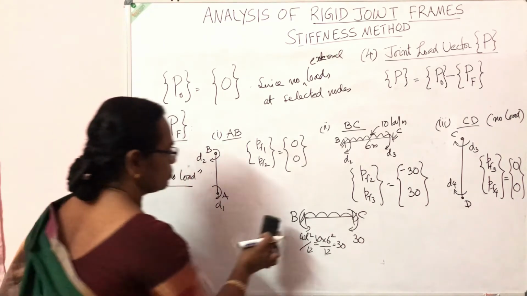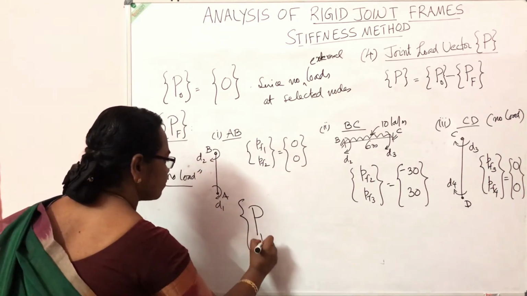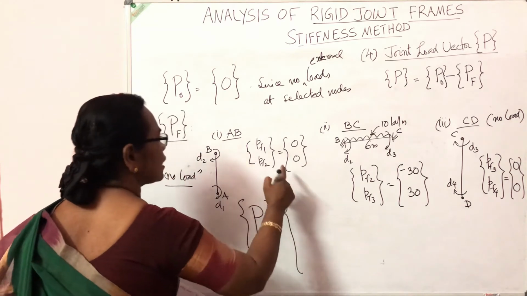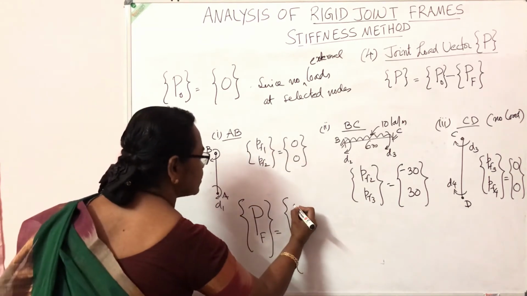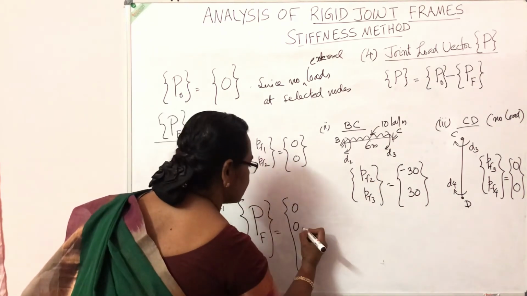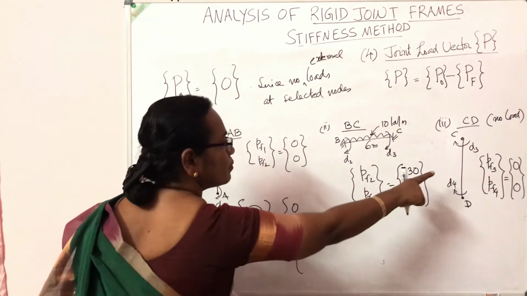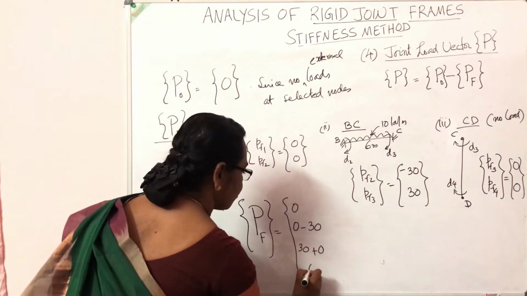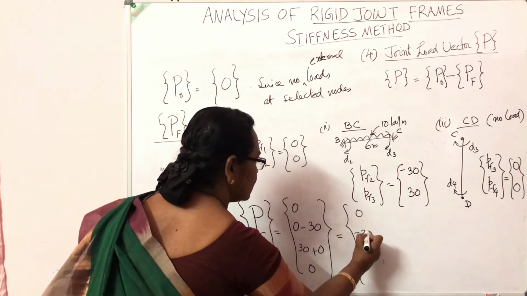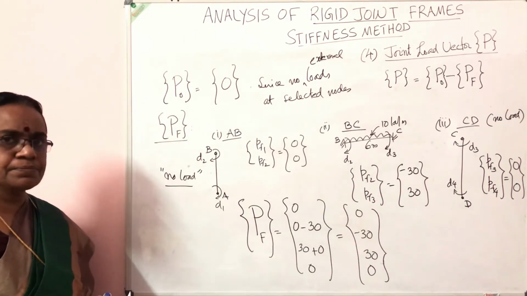Now, if you consider the structure as a whole, the capital PF for the structure, there are 4 degrees of freedom. Corresponding to 1, it is 0 from the first element. Corresponding to 2, it is 0 from the first element, and from the second element it is minus 30. For the third element, 3 is 30. From the fourth element, it is 0, and corresponding to 4, also it is 0. So the PF vector is 0, minus 30, 30, 0. This is for the structure.